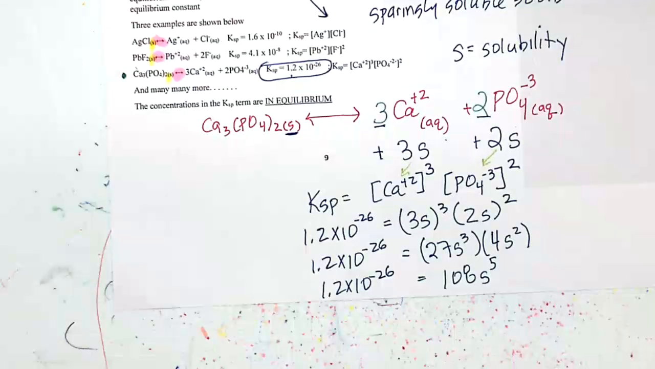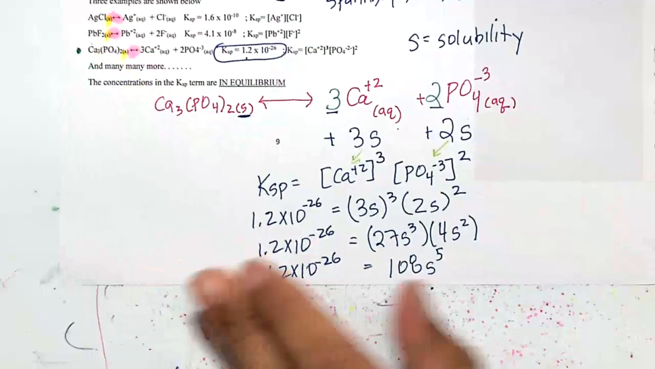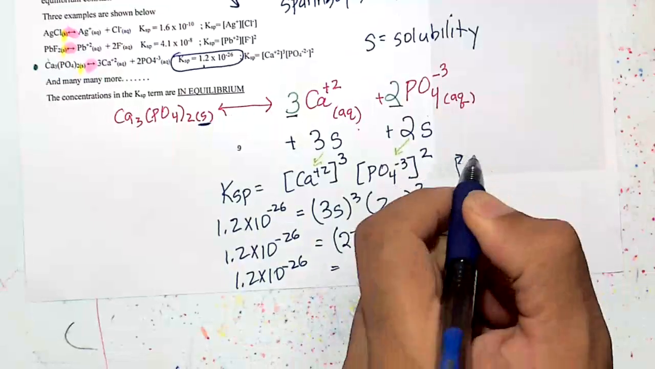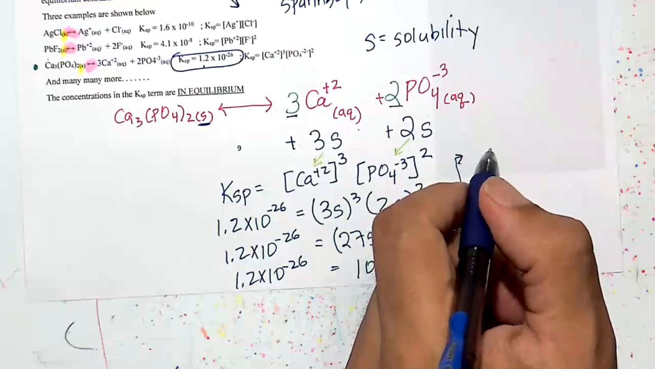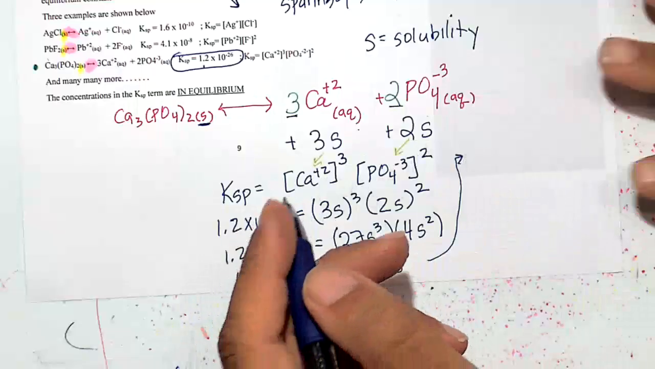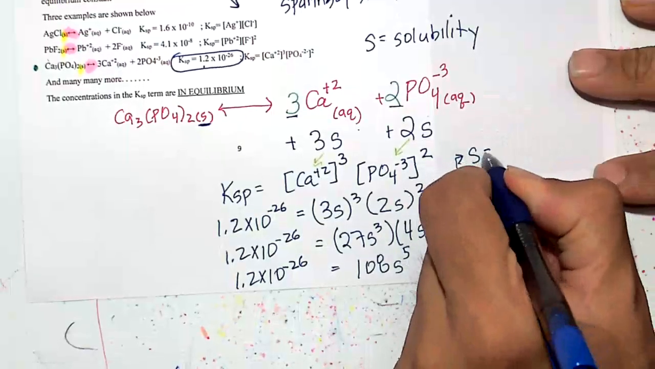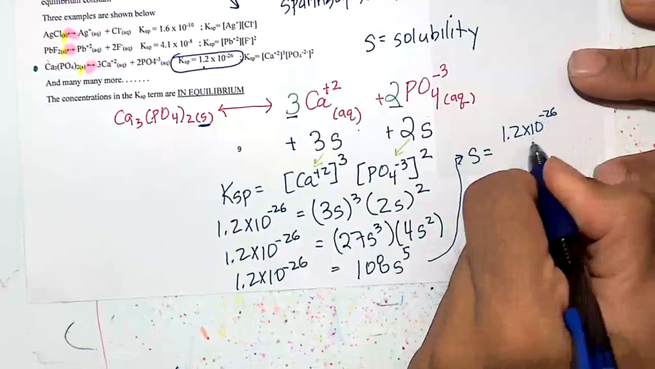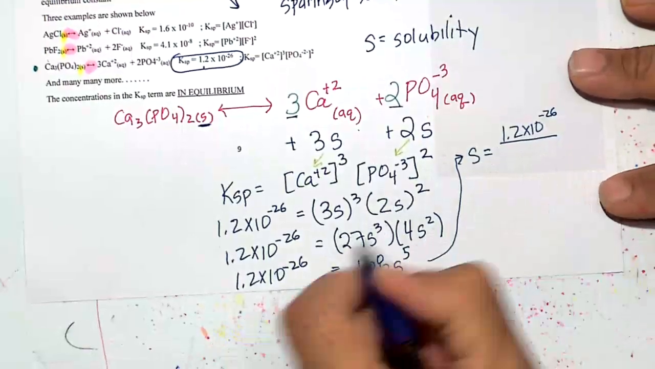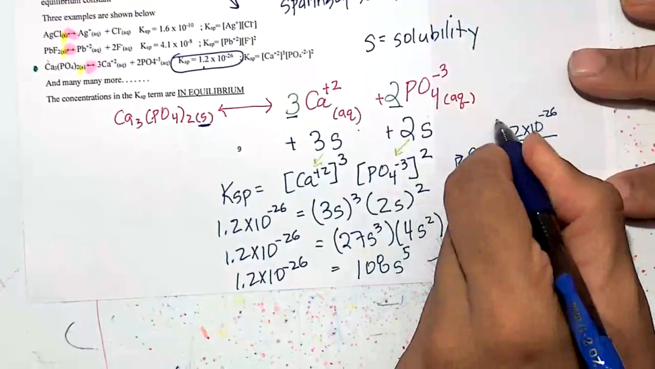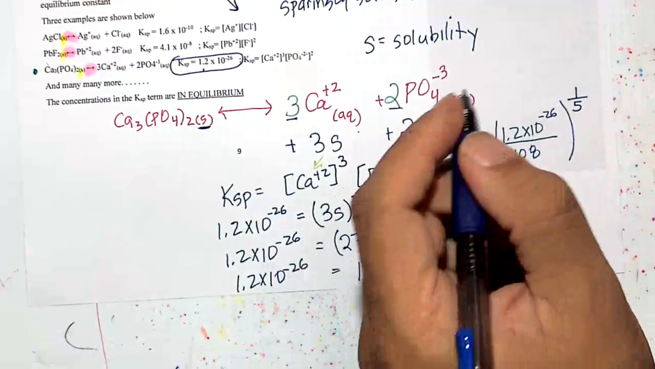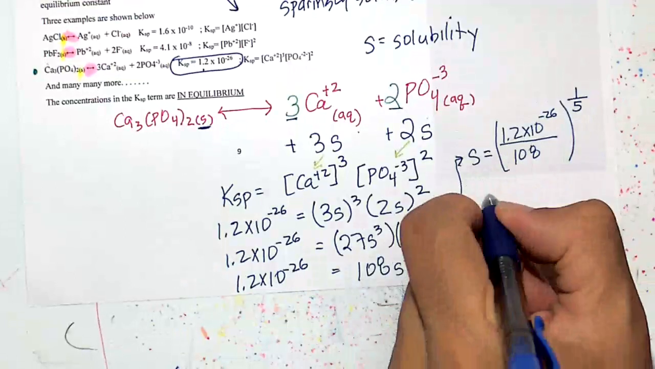So now we will solve for s. You don't take the square root, you will take the 5th root. You don't take the first root, you don't take the square root, you don't take the cube root, you don't take the 4th root, you take the 5th root. So 1.2 times 10 to the minus 26 divided by 108. You're going to raise it to the power of 1/5, also known as the 5th root.